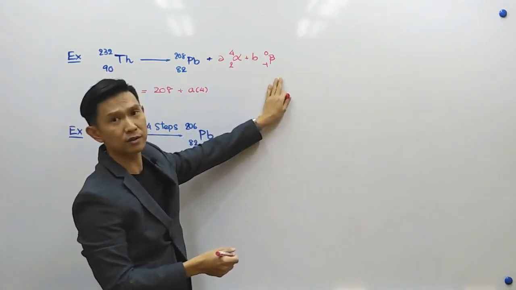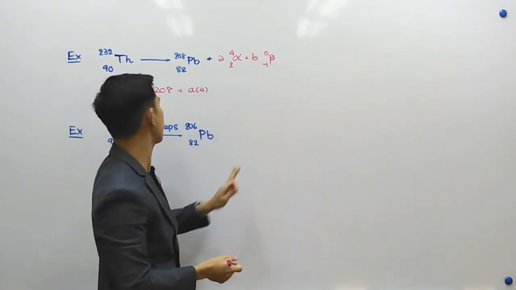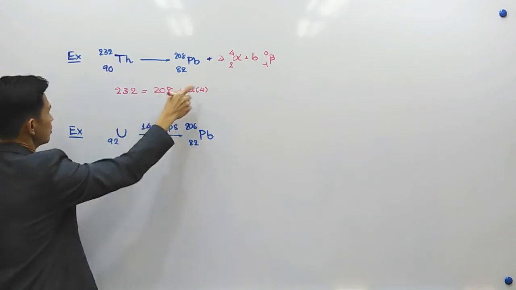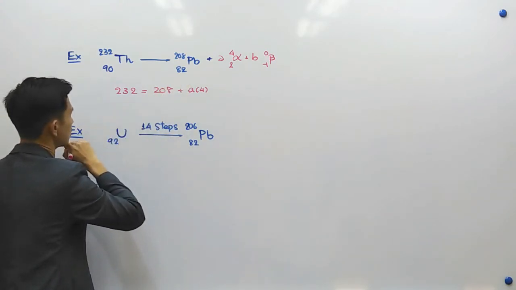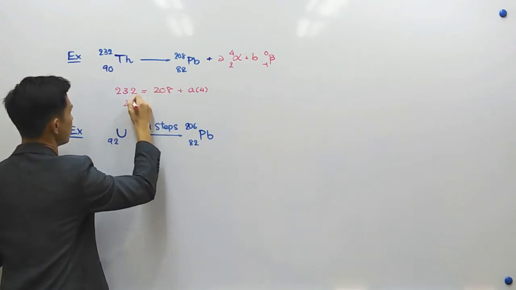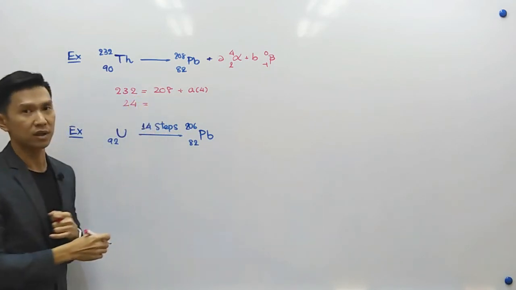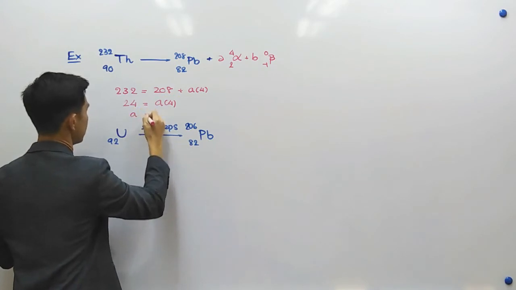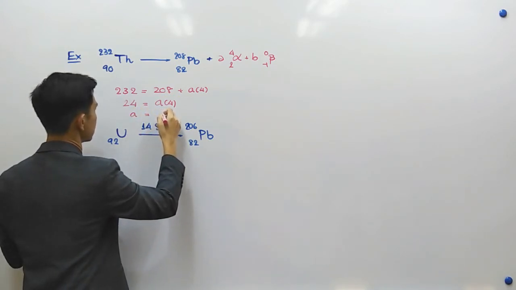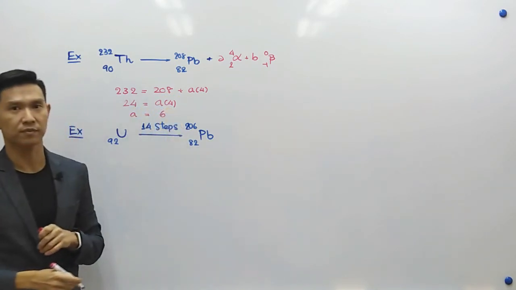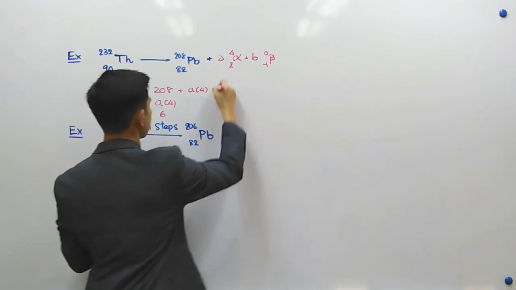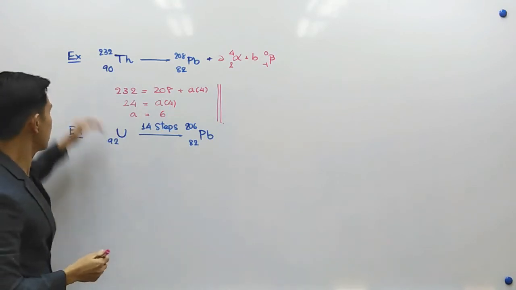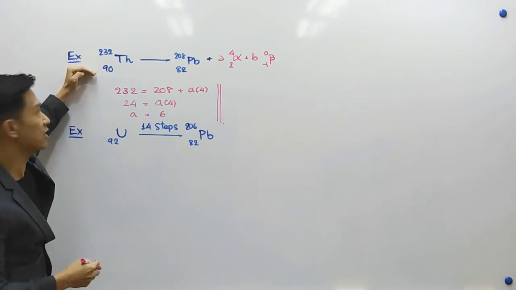But beta particles have no mass, so you don't have to use that. We have only this. So moving from here to here, you have 24 equal to 4A. So at the end, A is equal to 6. After you have A equal to 6, you can play with another equation by the charge, the conservation of charge.